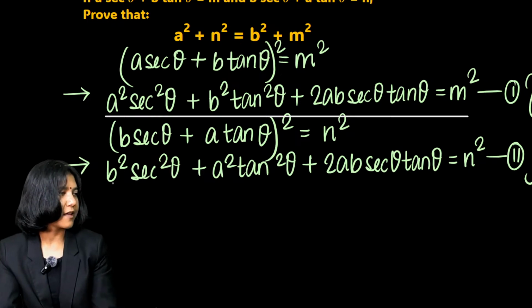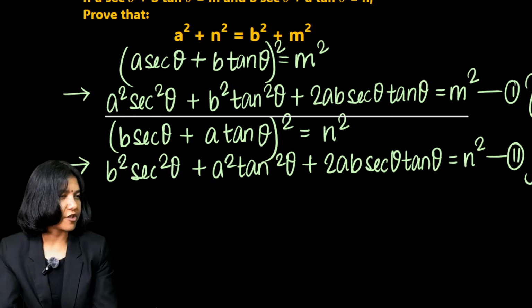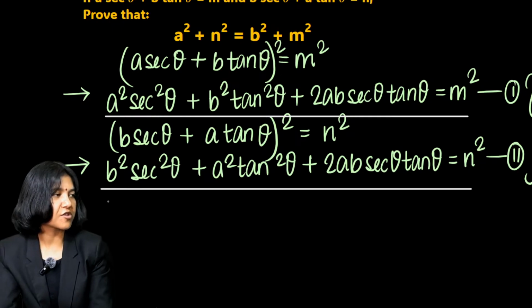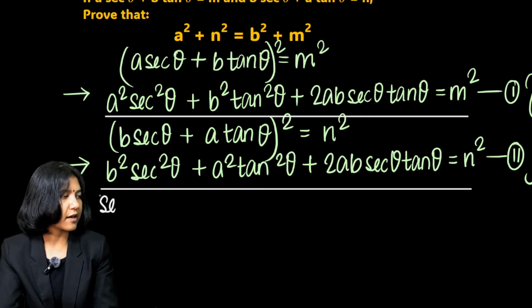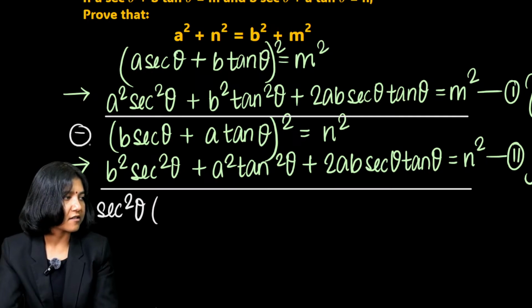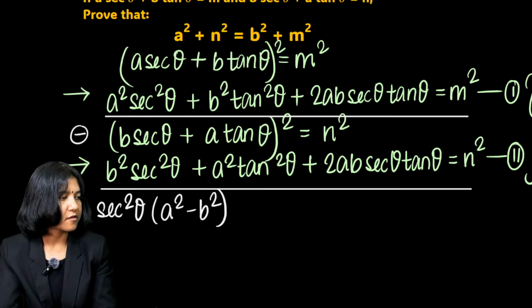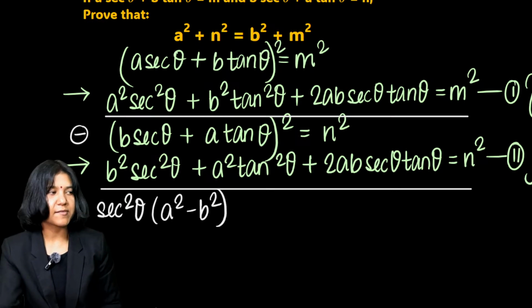I am subtracting first minus second, so obviously I see there is a common term, sec squared theta. These are the two equations I am subtracting. So sec squared theta is a common part, and when you have a common part, you just write it outside as a factorized form. Because I am subtracting first equation minus second equation, I will get a squared minus b squared here. I hope that's making sense.